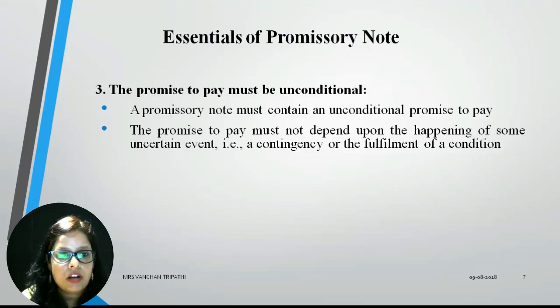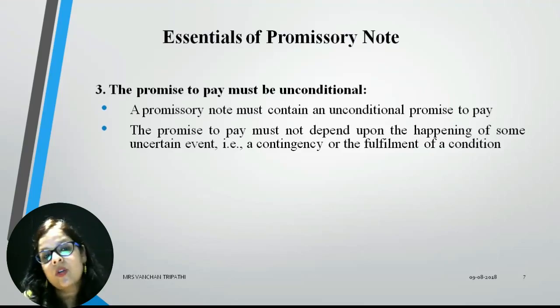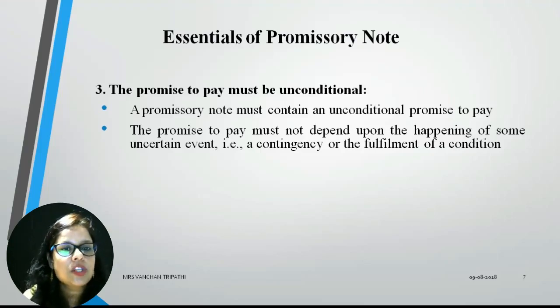Let me talk about the content written on the slide. A promissory note must contain an unconditional promise to pay, as I discussed earlier. The promise to pay must not depend upon the happening of some uncertain event, that is a contingency or fulfillment of a condition. So basically, the first point says that the promise to pay must not depend upon the happening and non-happening of an event. How? I will be illustrating through an example.